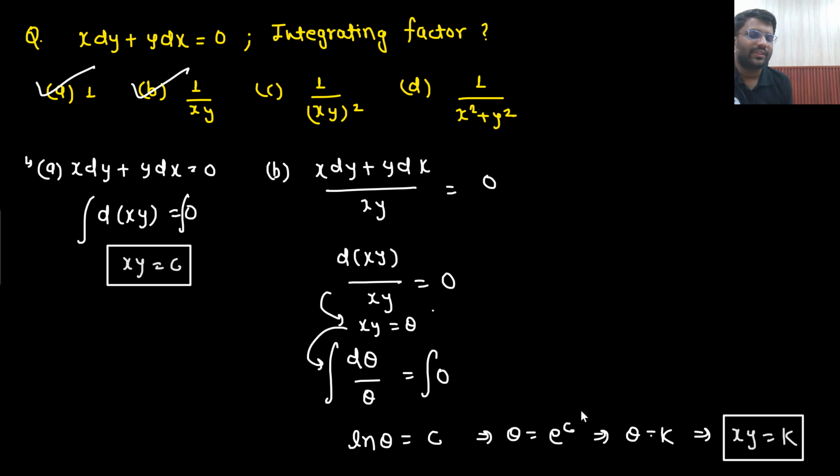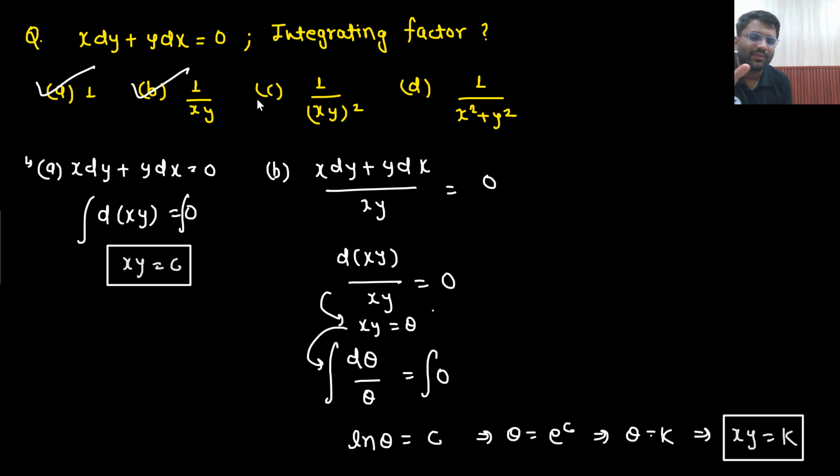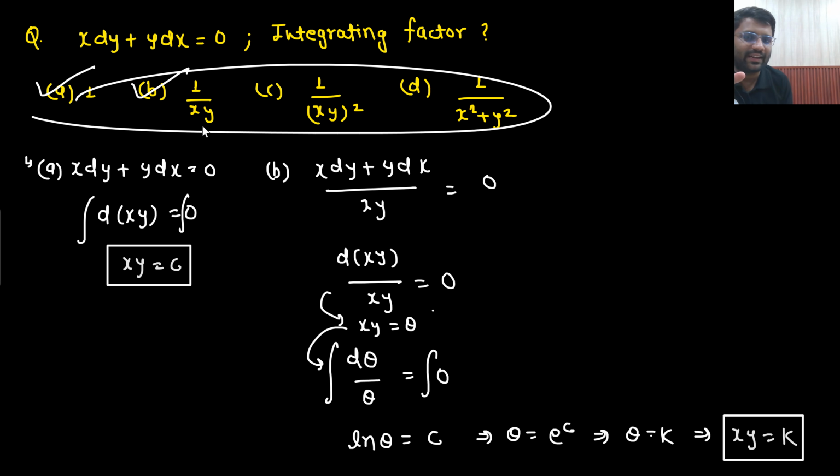So this is also making the equation easier. Next one, 1 by x square plus y square. This is not a GATE question, no? Are you able to understand this point? This question will not be asked in the GATE examination.